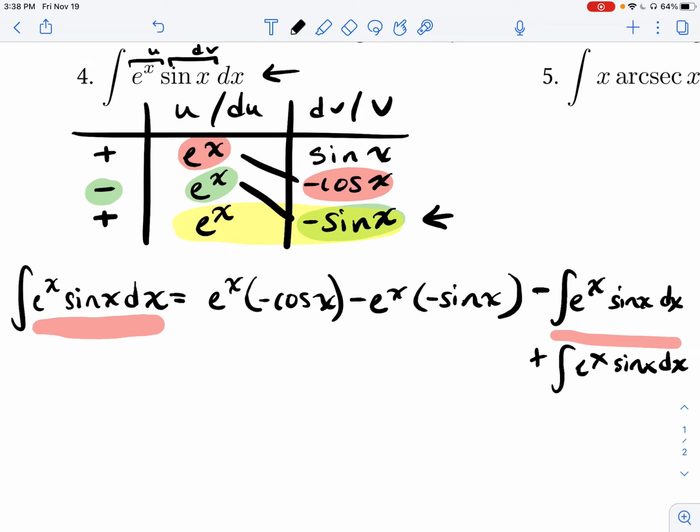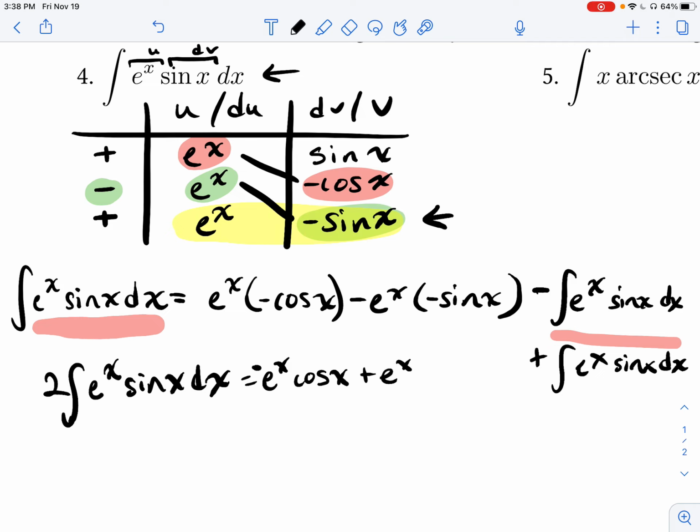Well, you can see where this is going. If I add that integral to both sides, this is going to be 2 times the integral of e to the x sine x. And now that it's gone from that side, I can say this is now negative e to the x cosine x. Actually, I don't even need those parentheses there. You can just write that.